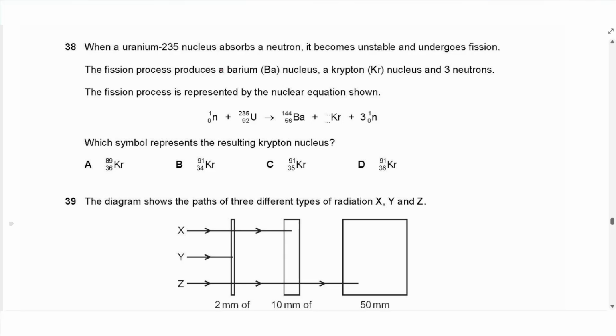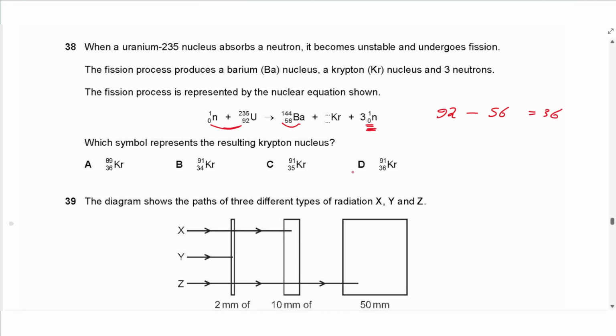Question 38 says when a uranium-235 nucleus absorbs a neutron, it becomes unstable and undergoes fission. The fission process produces a barium nucleus and a krypton nucleus and 3 neutrons. The fission process is represented by the nuclear equation shown, which symbol represents the resulting krypton nucleus? So we need to balance the numbers on top and on the bottom. Using the bottom, because we have 0 here, it's easier. The total of these two is 92, and we subtract 56 and 0. That will give an answer of 36.